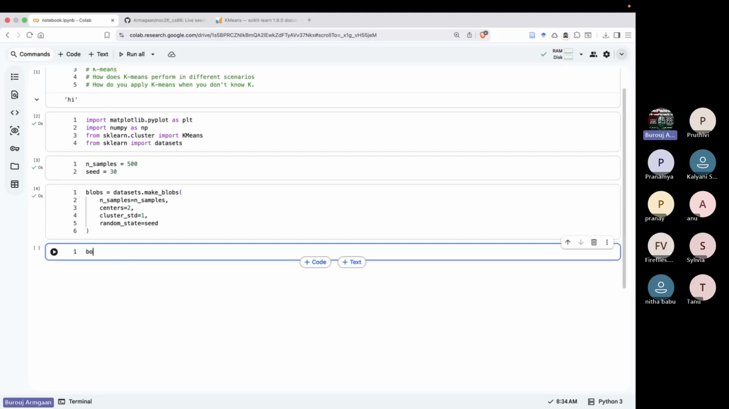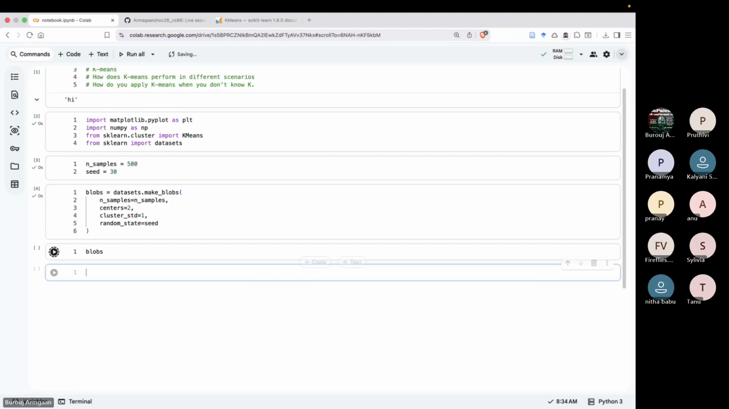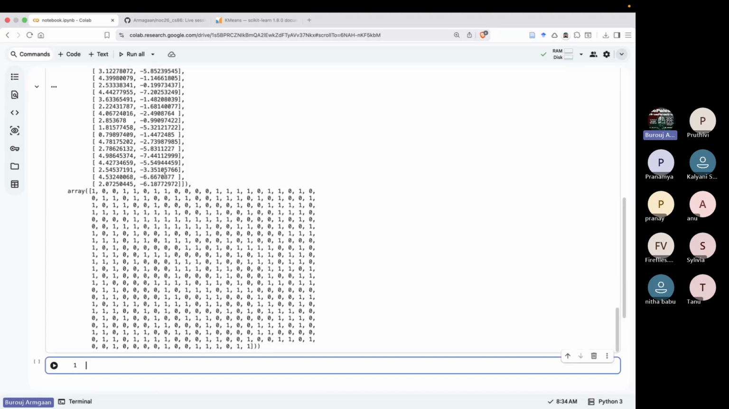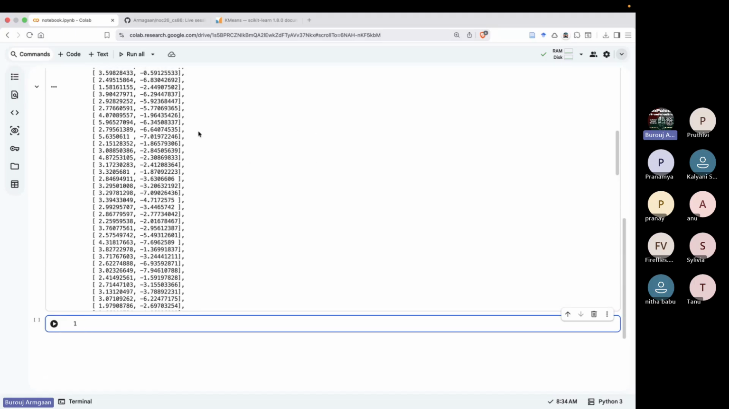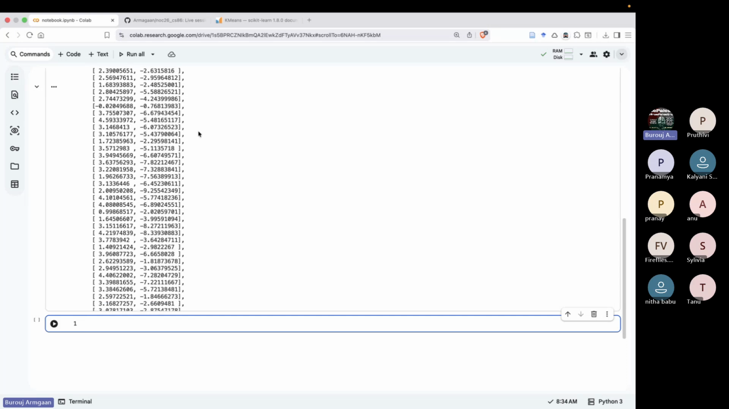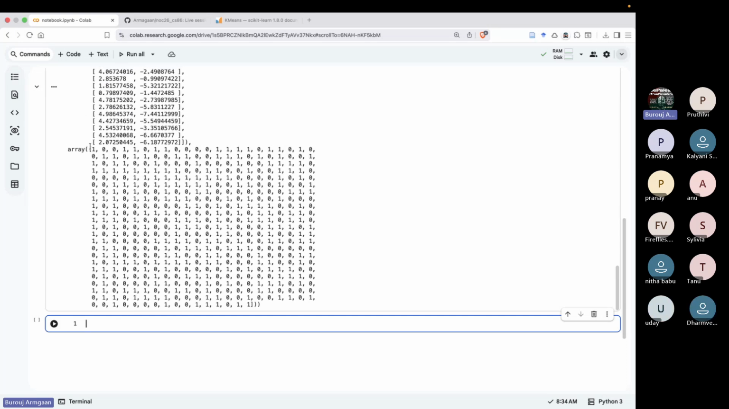Okay, so what exactly did we get? So blobs essentially returns a tuple. In this tuple, you have two objects. So the first one is a numpy array. You would notice this. This is a numpy array, and the second one is essentially a list, or you can say another array, but these are essentially labels.